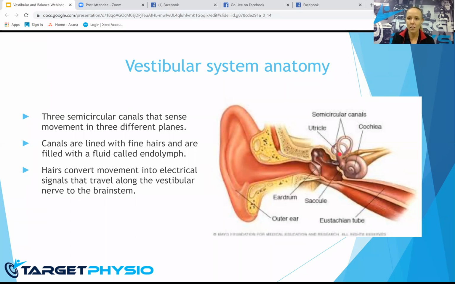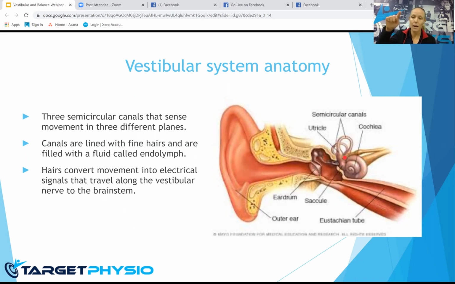The 3 semicircular canals sit in 3 different planes, so they sense movement, as you can imagine, on those particular planes. Imagine them as a little circle. They say semicircular, but we're going to say they're circular for this, just to make it easier to understand. As we're moving in the plane of that canal, it moves back and forth, like so.